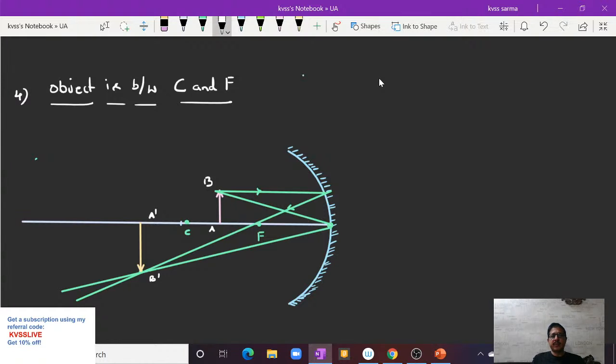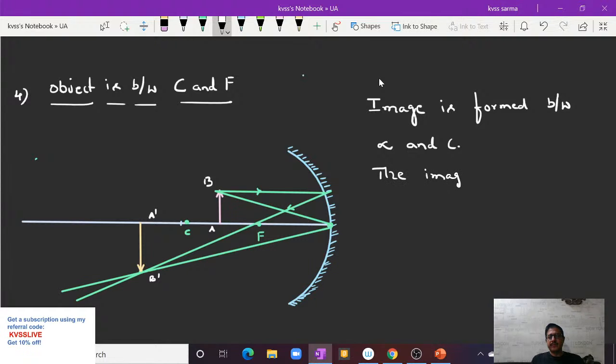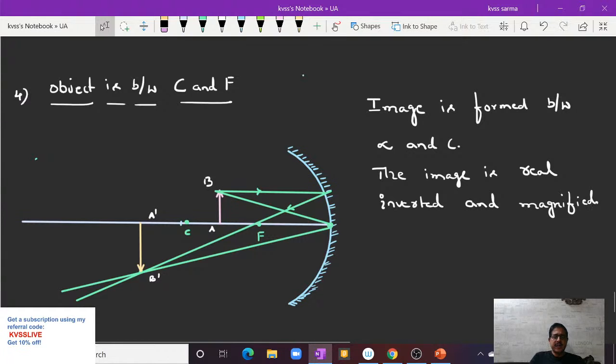If the object is between center of curvature and focus, the image is formed between infinity and center of curvature, and the image is real, inverted, and magnified. Image is real, inverted, and magnified. Okay. So if the object is at focus, then the image will be formed at infinity.